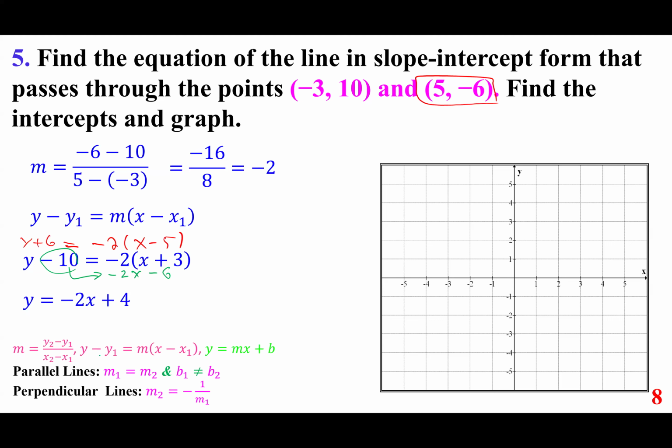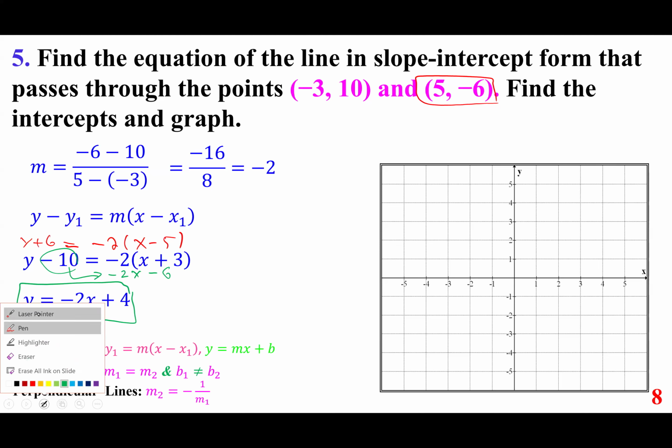Now, here's how you check, everybody. Since we use the first pair to come up with that, plug in the second pair. If it works, all is fine. So -2 times 5 is -10 plus 4 equals -6. It works. Now, I can plot the two pairs graph and I'm done. However, I want to find the intercepts.